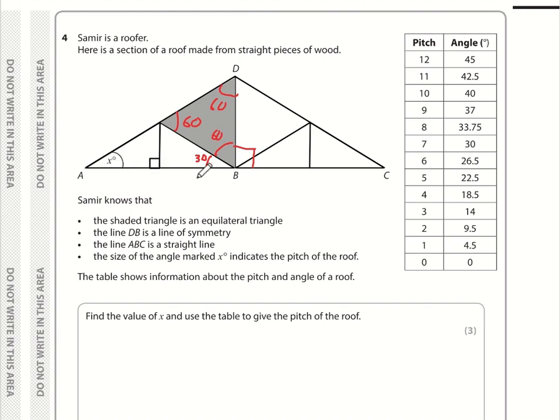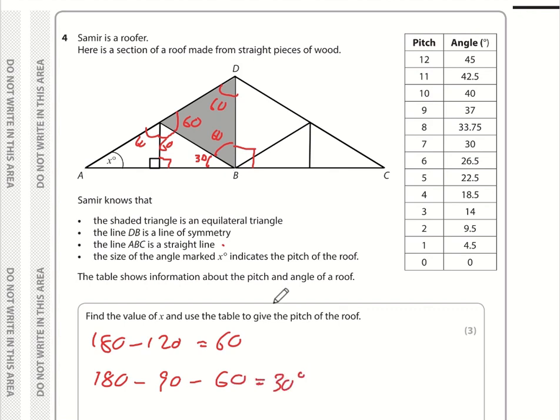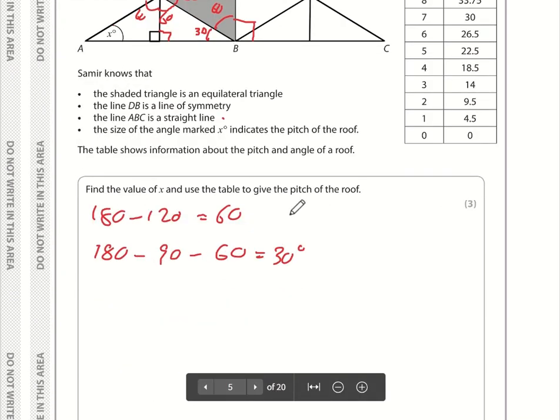Now if this is a right angle, this is a straight line, ABC. We've been told the line ABC is a straight line, so therefore this is a right angle as well. So therefore this angle here is going to be 90 take away 30, which is also 60. Now AD is a straight line, and angles on a straight line add up to 180. So we've got 60 plus 60, which is 120. 180 minus 120 is 60 degrees. So this angle here is going to be 60 degrees. And now we've got 180 minus the 90 minus the 60. That is 30 degrees. So x is 30 degrees.